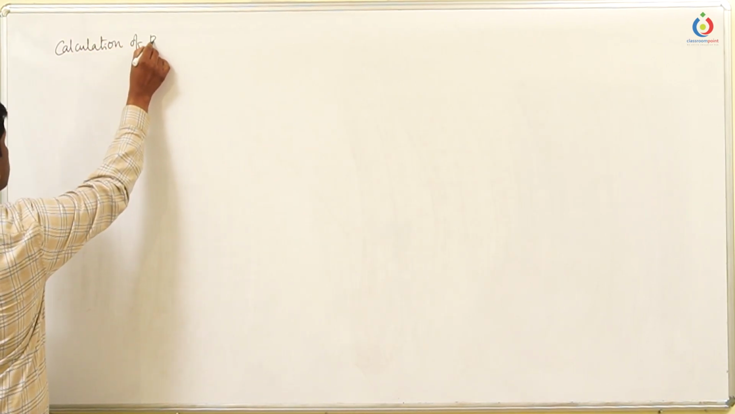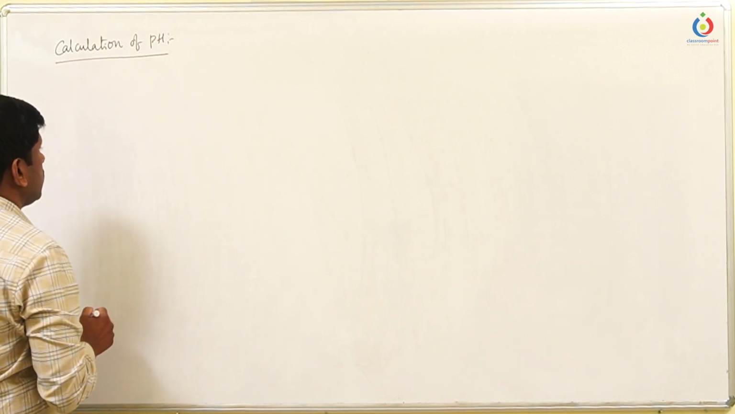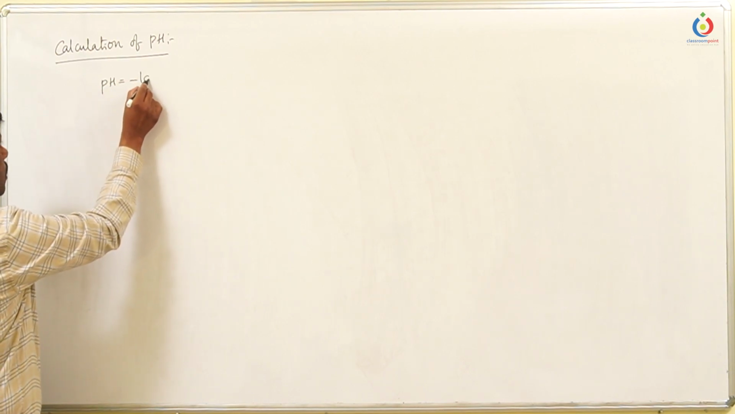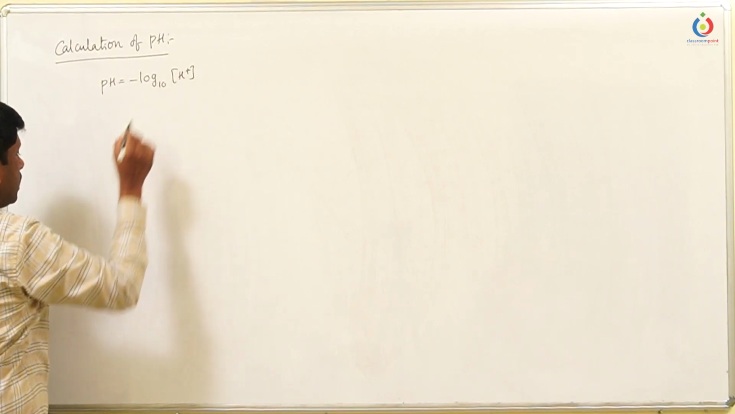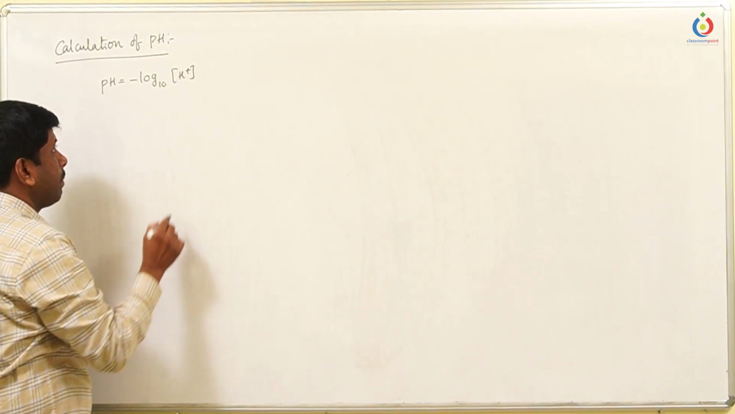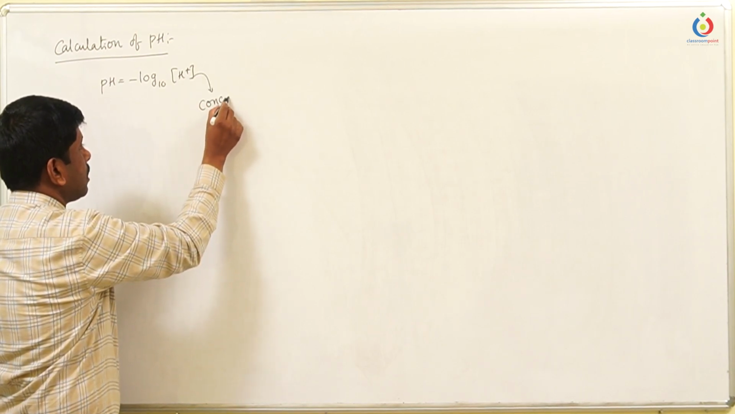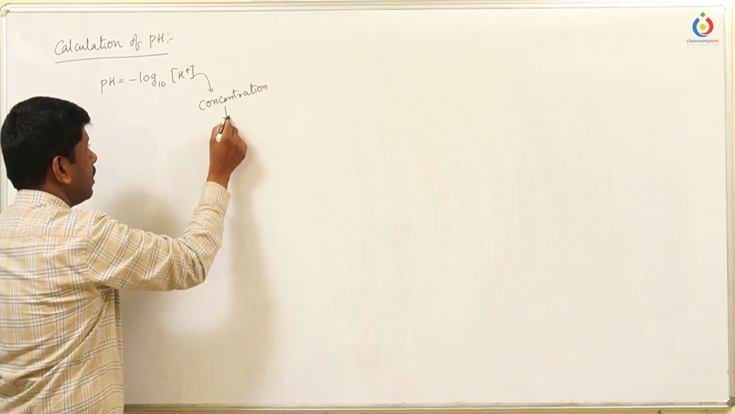Calculation of pH. First let us see the formula of the pH. pH equals minus log base 10 of the concentration of the H plus ion. Here the square bracket represents the concentration. So this concentration always has to be taken in normality.